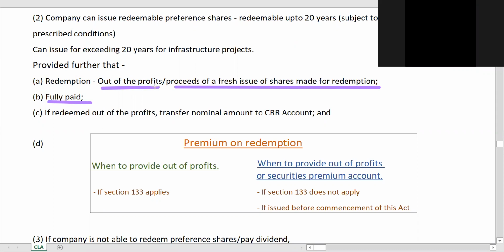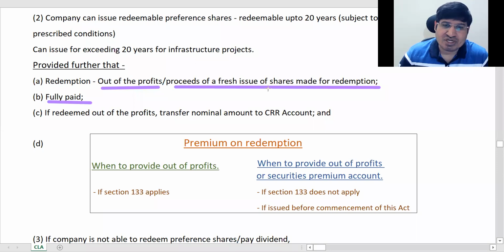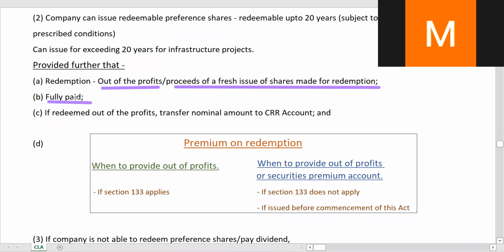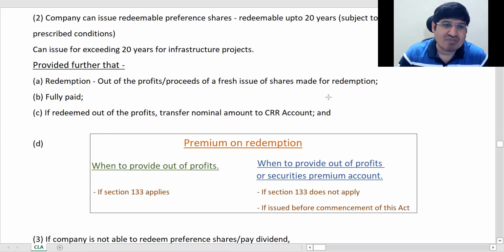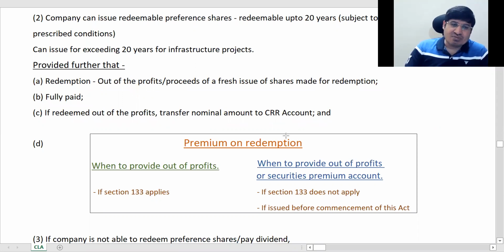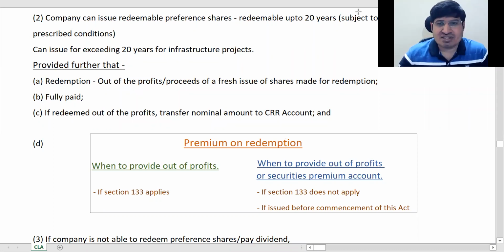So redemption should be out of the profits, that is revenue profits, or proceeds of fresh issue. Shares must be fully paid, otherwise they cannot be redeemed. If redeemed out of profits, you have to transfer the nominal amount to the CRR account. ठीक है, तो जैसे बायबैक से आप बहुत सिमिलैरिटीज इसमें आप देख सकते हैं, right? So it will be a little quicker after you have done buyback.